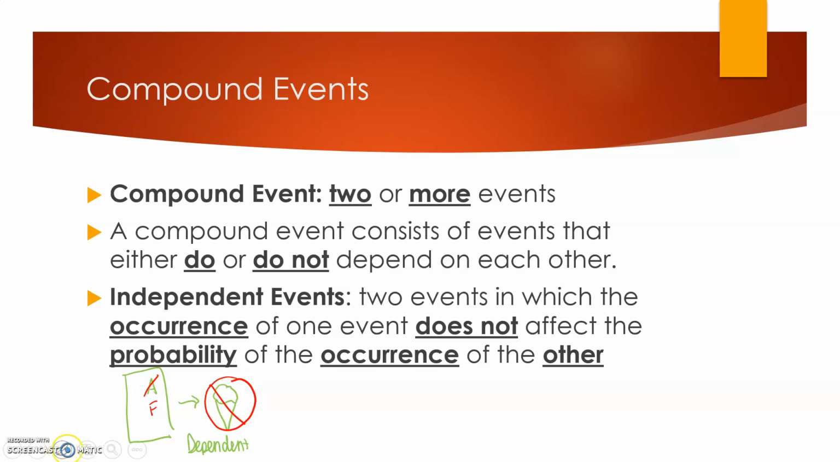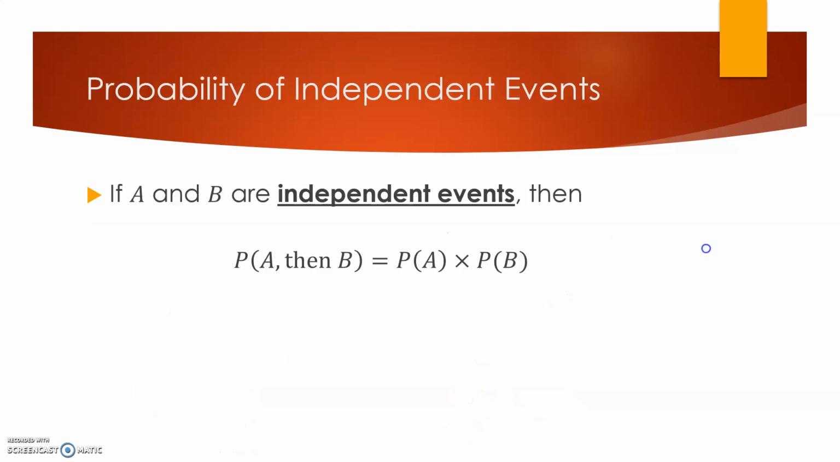So independent events would be something like I decided to go and get my hair cut, and also it rained. These 2 do not affect one another. It's not like every time I get my hair cut it rains, and we wouldn't say that every time it rains I get my hair cut. So these would be independent events because they don't affect the probability of the other one happening.